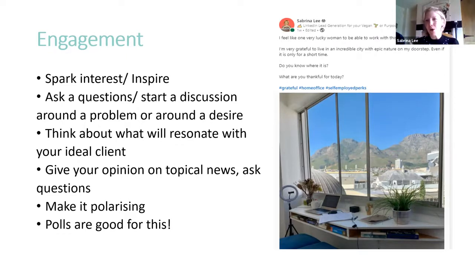You can also make it polarizing. There are probably things you want to steer clear of, sorry, I'm going to caveat this, like very heavy political things, unless you want to get into a very, very strong debate and lose your whole day doing it. But things that are a little bit polarizing.